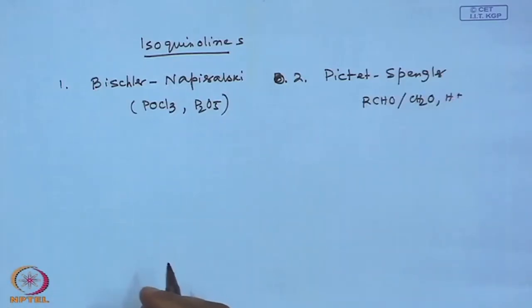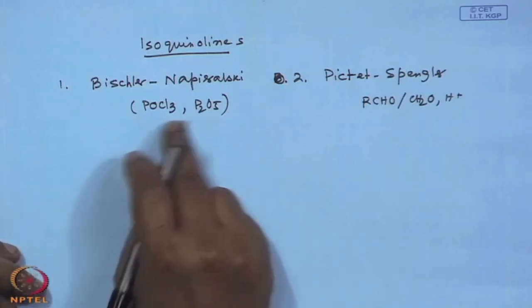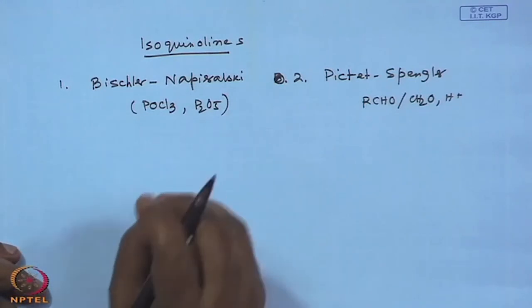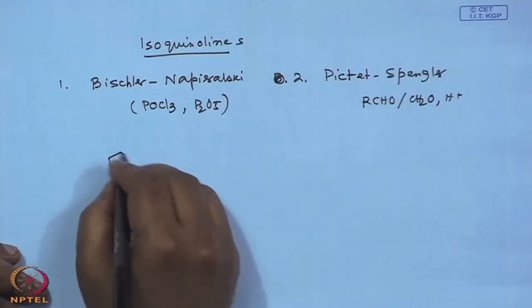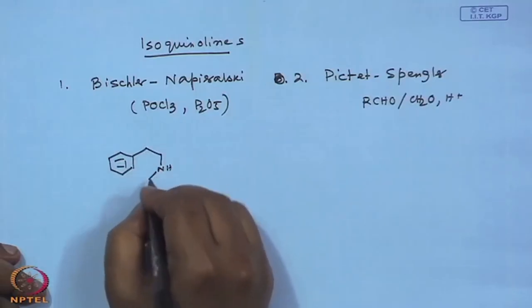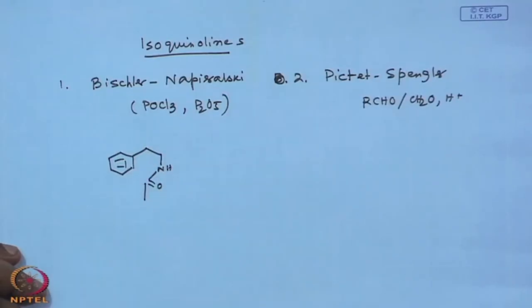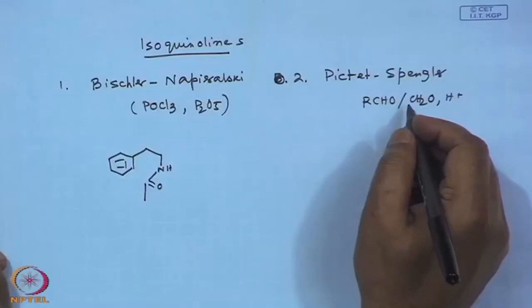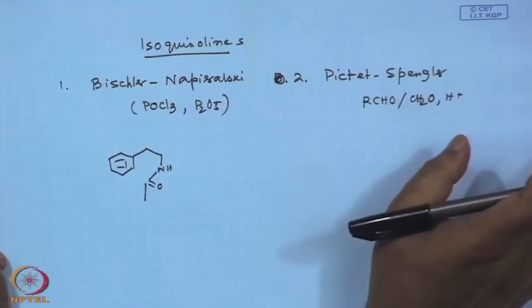So, whenever you see POCl3, something like that, that means you have to have a carbonyl compound, and normally what you do here, NH and a carbon, the nitrogen has to be there. So, that means this is easier to remember. All isoquinoline methods will have a monosubstituted benzene derivative with a nitrogen appendage. In case of Bischler, it is an amide, and in the other case, Pictet-Spengler, it is basically an amine. So, this is how easy it is to remember.